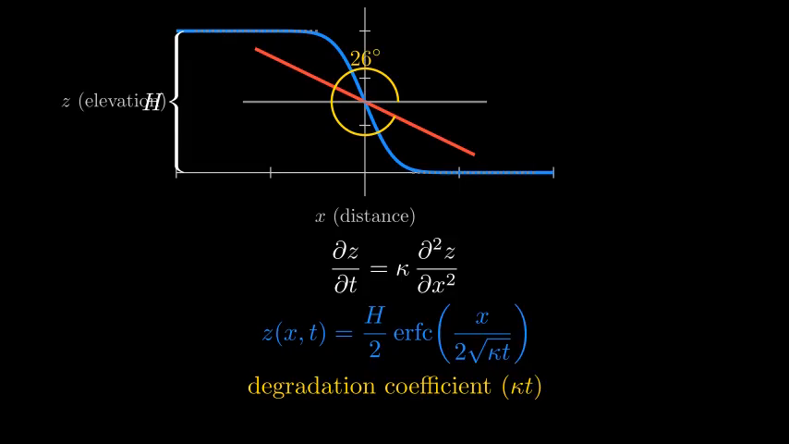A practical metric is slope angle reduction with time. Let's compare the mid-slope angle through time. Initially, near the angle of repose, about 30 degrees. After many thousands of years, the slope is much gentler.